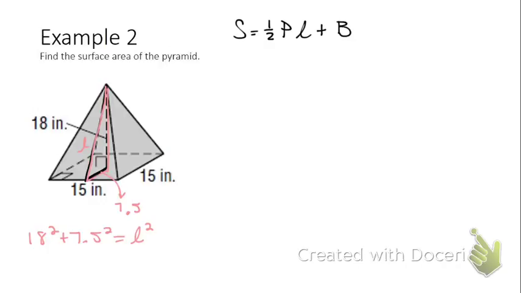Okay, what's 18 squared? 324. And what's 7.5 squared? 56.25. Okay, what does that add up to when we add it together?